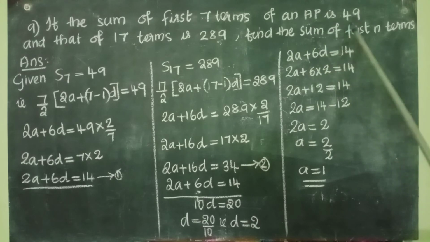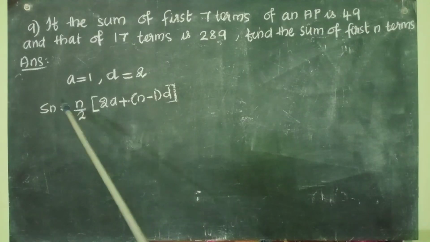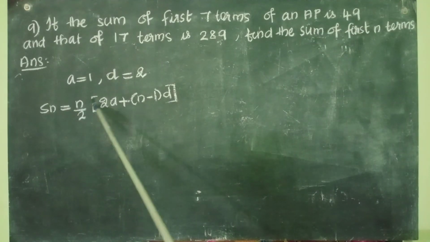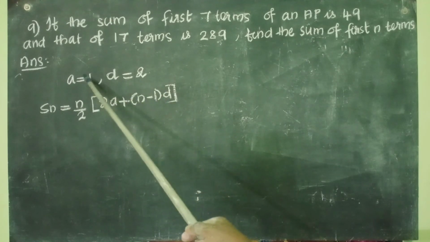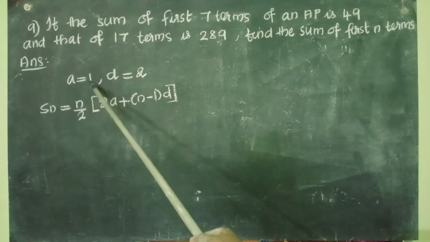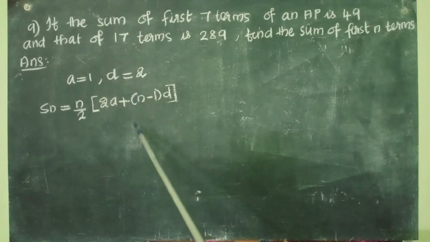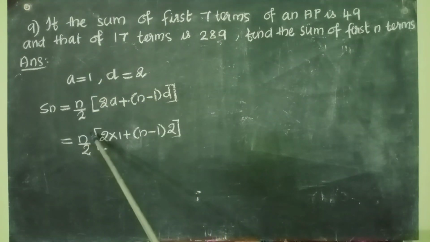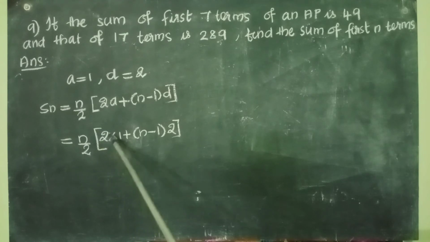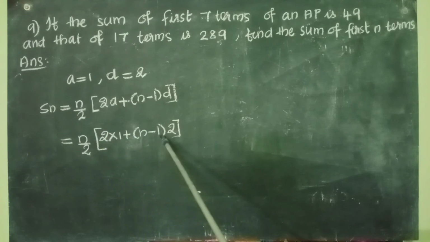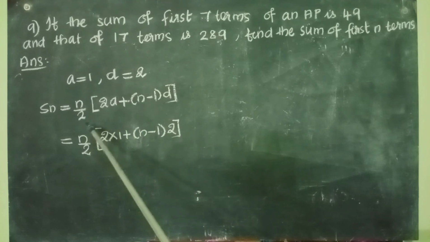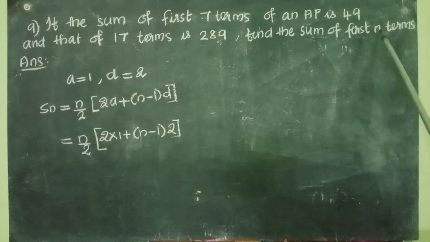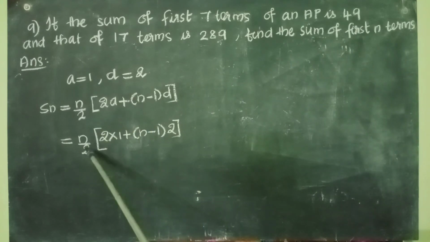You have to find out Sn. Sn equal to n by 2 into 2a plus n minus 1 into D. There we can give the values A equal to 1 and D equal to 2. So we get n by 2 into 2 into 1 plus n minus 1 into 2. The value of n is not given. We have to find out the sum of first n terms. So n we have to keep as n itself.